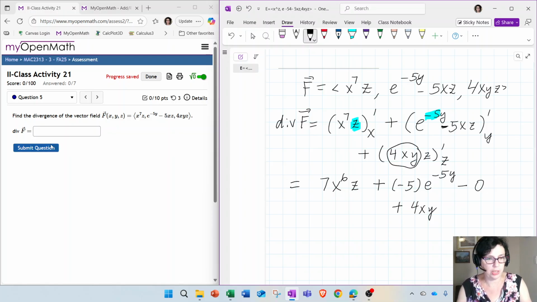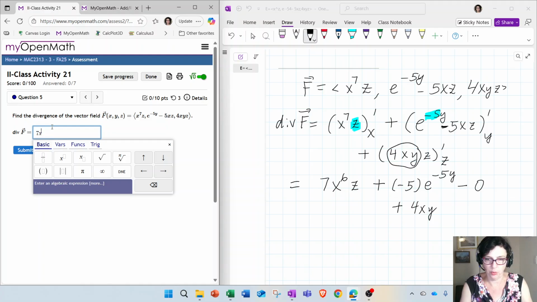Okay, I don't think that there is any way to combine these terms or anything. They're all very different. It's just basically practice of taking partial derivatives. That's all there is to it. And let's submit and see.